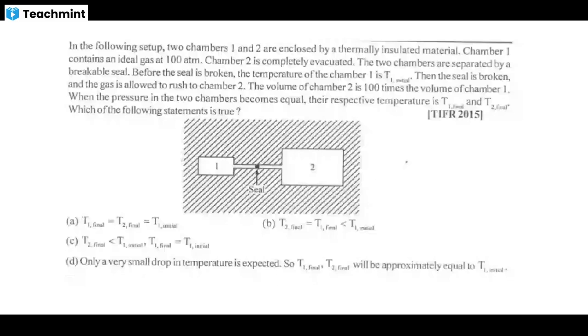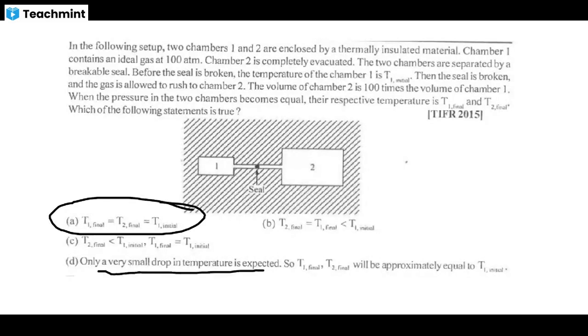When the pressure in the two chambers becomes equal, what are the respective temperatures? So this is nothing but Joule's experiment. For Joule's experiment with an ideal gas, there is no temperature change. Joule's coefficient is equal to 0. The temperatures are equal. Only when there is a real gas is there a small drop in temperature. Otherwise there is no temperature change. So the first option is the correct option.